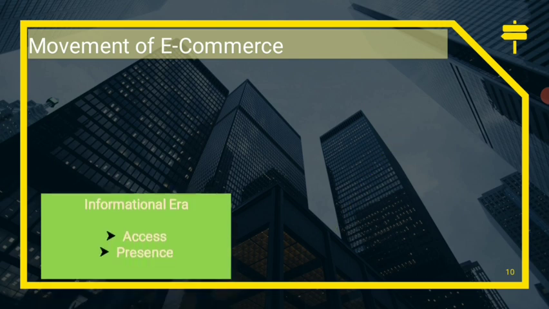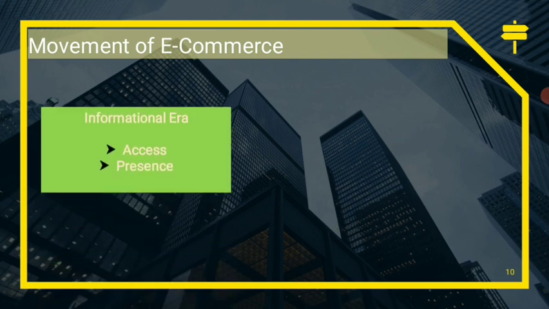Now, let us understand the movement of e-commerce, because it is very important for us to understand this, because the use of computers in business establishments and their convergence with telecommunication systems fired up the popularization of e-commerce. So, the informational era of the evolution of e-commerce is characterized by business organizations embracing internet technology for the purpose of having access. The access stage is typified by employees and firms making their presence in cyberspace.